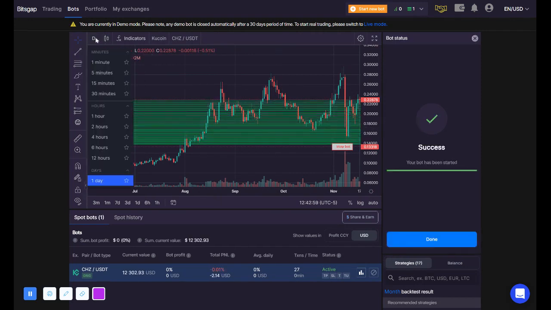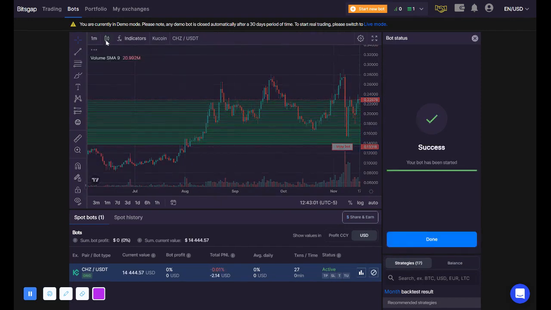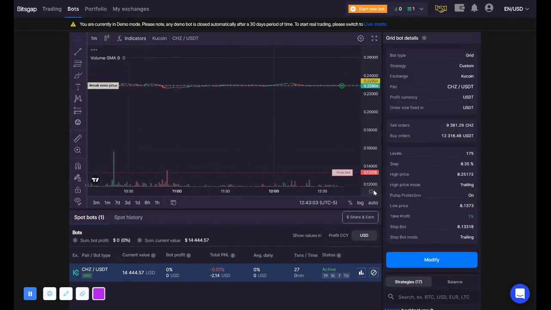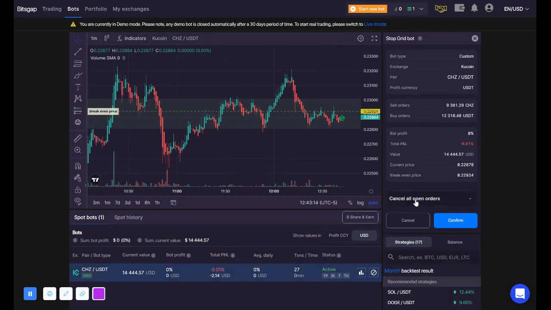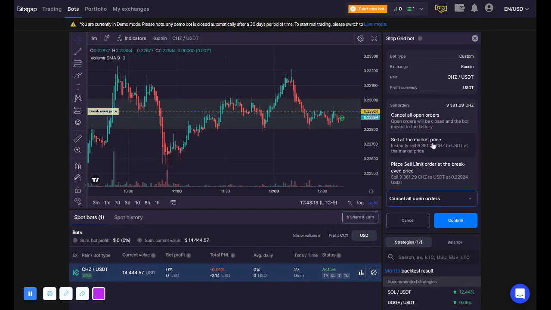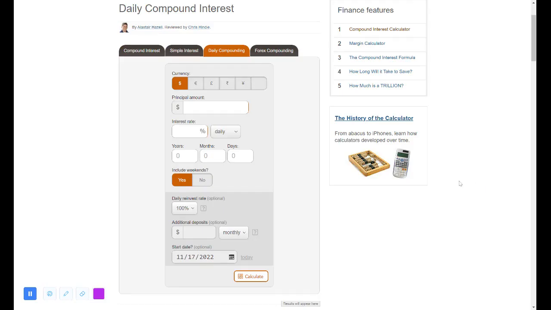Congratulations, your bot is running. Change it to the 1-minute chart to slowly see it in action. Press auto as well. By viewing total P&L, you will know when the bot is at 1% profit. When at 1% or near it, close the bot by pressing here. Usually you sell at market price, but there are other options as well. If you were able to put the take profit setting, it will do it for you. And then rinse and repeat.